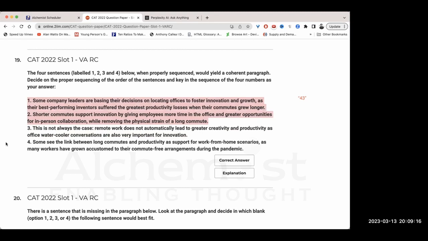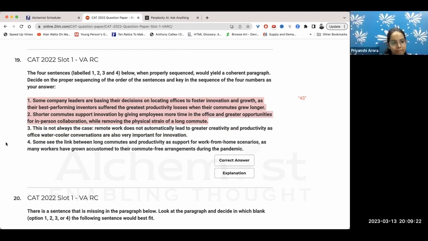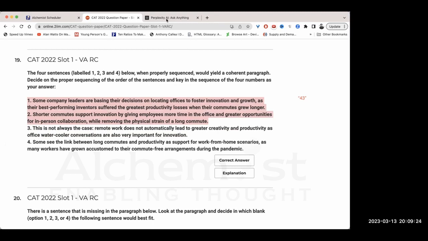First and second. अच्छा व्हाई? Because वो इंट्रोड्यूस कर रहे हैं कि लोकेटिंग ऑफिस से इनोवेशन एंड ग्रोथ आता है, फिर उसके बाद, क्योंकि जब ज्यादा कम्यूट होती है तो प्रोडक्टिविटी कम हो जाती है. देन दे आर प्रोवाइडिंग द बेनिफिट ऑफ शॉर्टर कम्यूट्स.